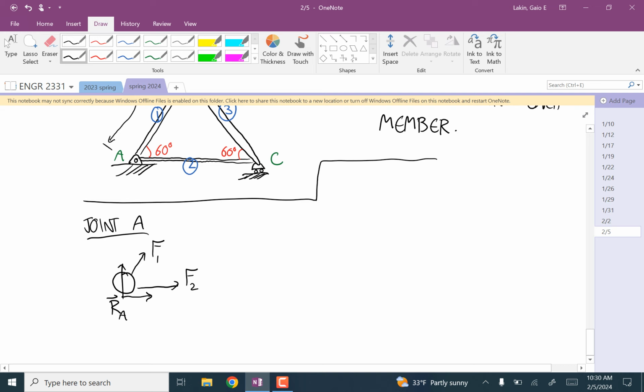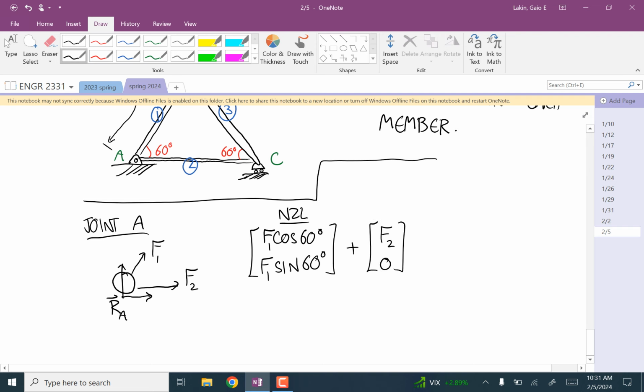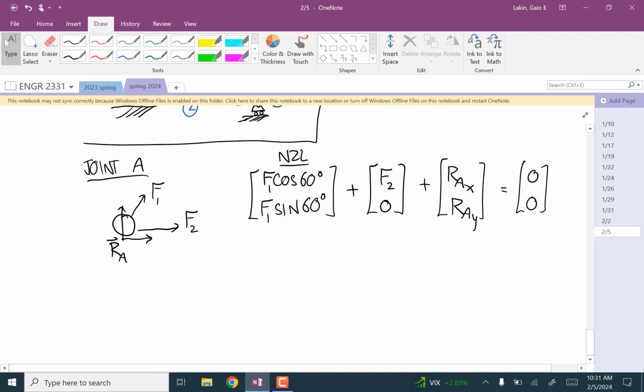And because of the 60-degree angle, if I go to Newton's second law, I have F1 times cosine of 60, F1 times sine of 60, and then I have F2, 0, and then plus RA x and y components. So this gives me my first two equations.